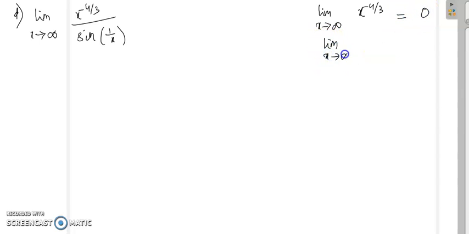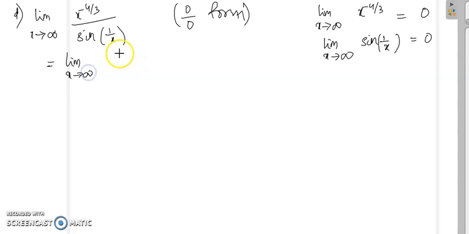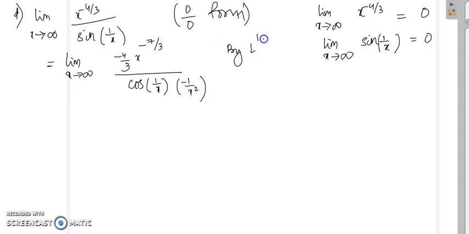So again limit x tends to infinity, sine 1 by x. 1 by infinity is 0, so sine 0 is again 0. So it is in 0 by 0 form. So that will be equal to limit x tends to infinity, we will get minus 4 by 3 into x raised to minus 7 by 3, then derivative of sine 1 by x is cos 1 by x into minus 1 by x square. So this is by L'Hospital rule.